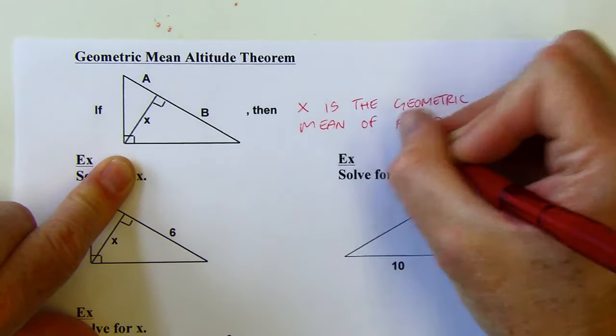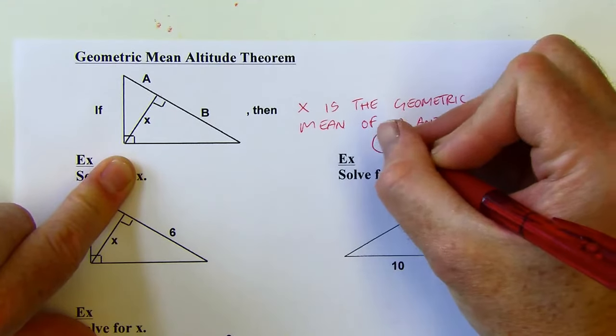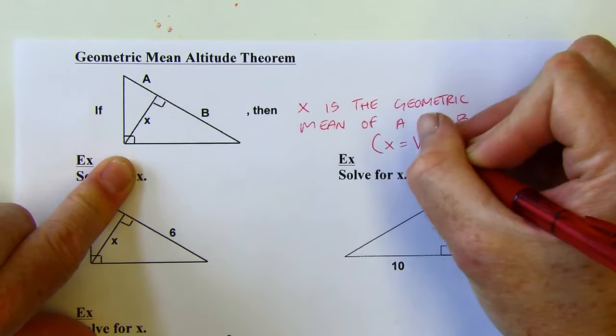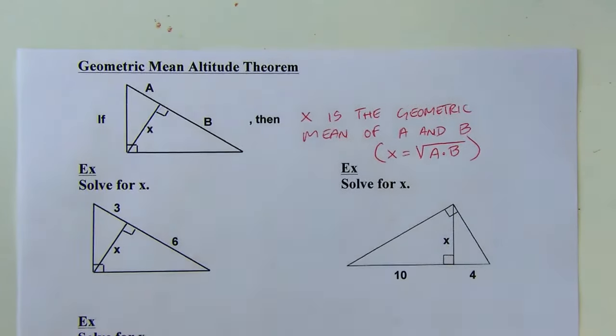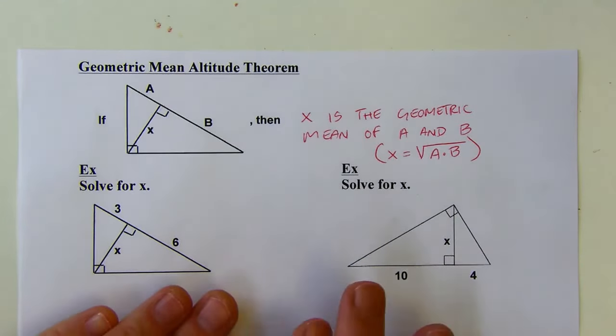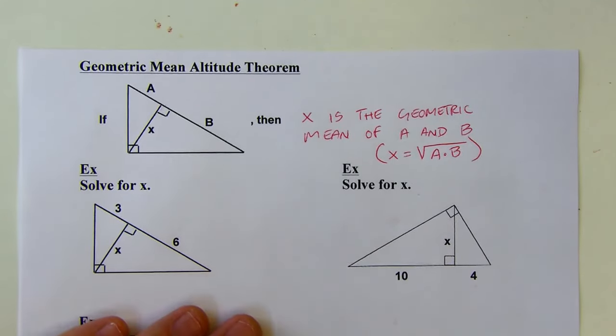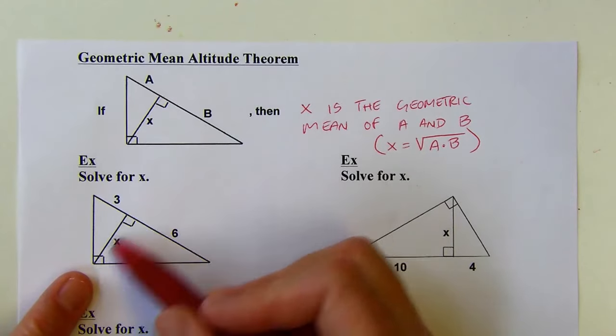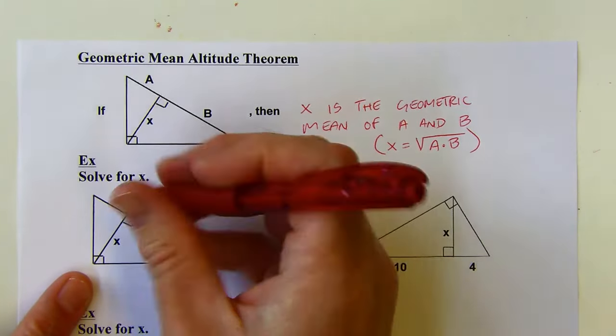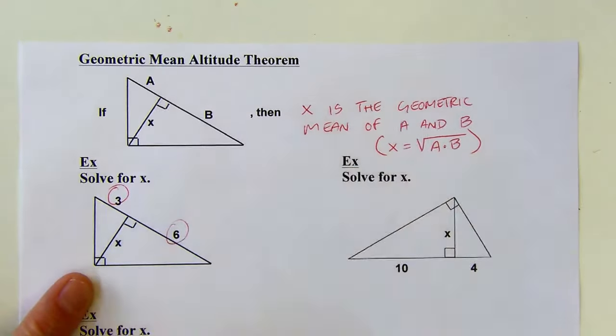In other words, x is going to equal the square root of A times B. Okay? So that gives us a nice little shortcut. We could always cut up these, draw these triangles separately instead of proportions, but it's going to make things a lot quicker. I'm just saying, oh, this is an altitude, so x is going to be the geometric mean between this piece and this piece.